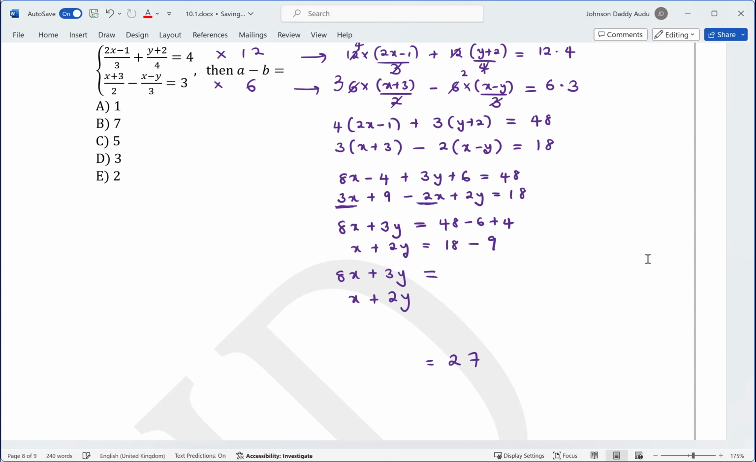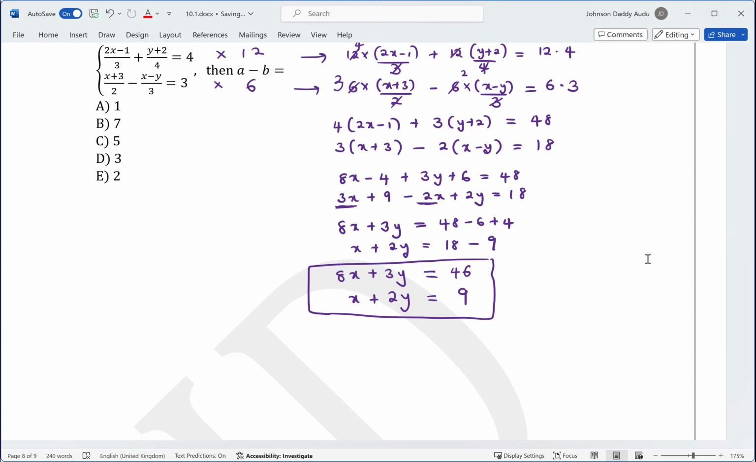Yeah, this is 48 minus 2, 40. So this is 46, right? And this is just going to be 9. Yeah. All right, so this is the equation we are working with actually, this one. Is x plus 2y, it equals 9.